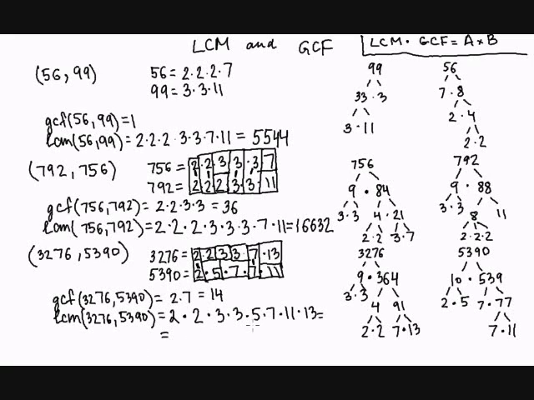So we just have to find the product of these numbers, and it is 180,180. And again, to check your work, you can use the test. Just multiply 14 by 180,180, and it should be equal to the product of these two numbers, 3,276 and 5,390.